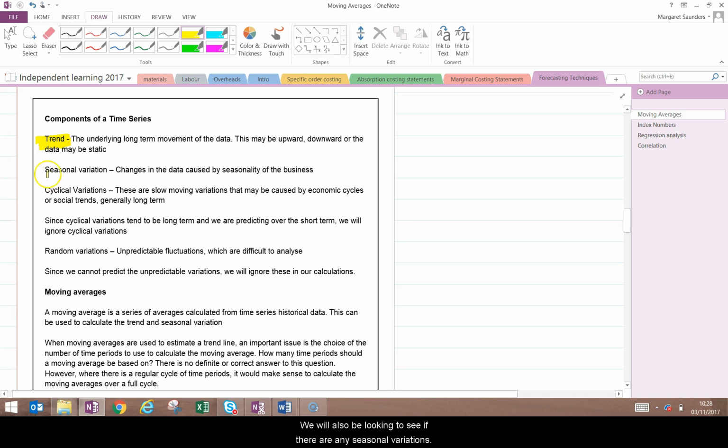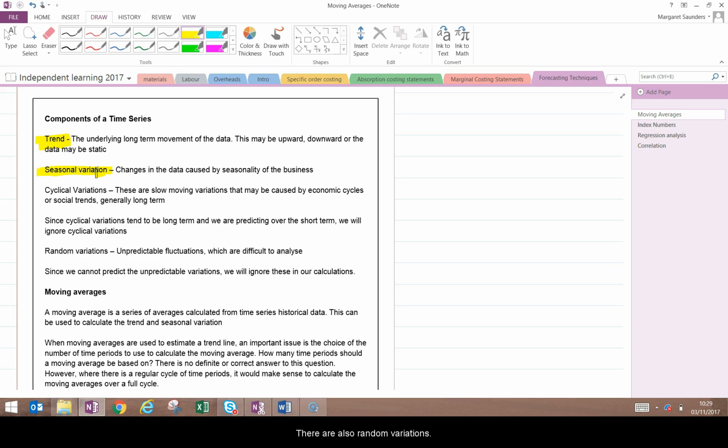We will also be looking to see if there are any seasonal variations. These are changes in the data caused by seasonality of the business. There are also cyclical variations, and these are slow-moving variations that can be caused by economic cycles or social trends, and they're generally long-term. However, since we're predicting only over the short term, we're going to ignore these.